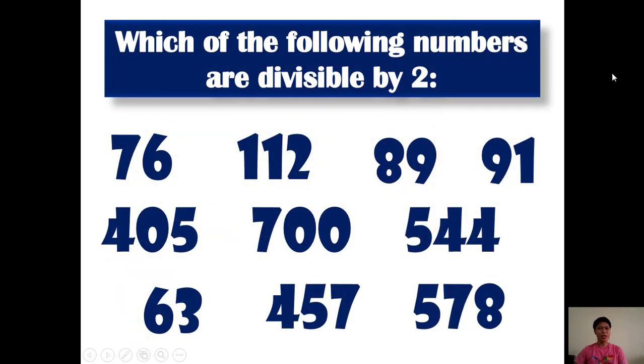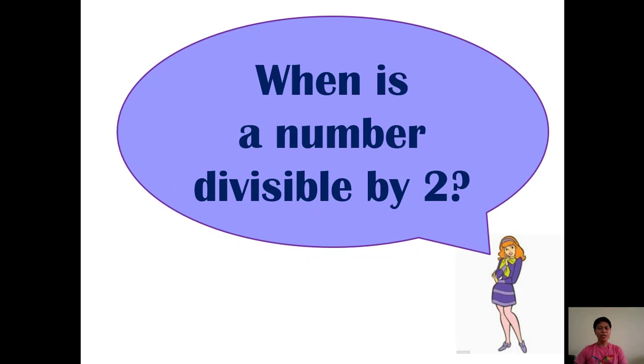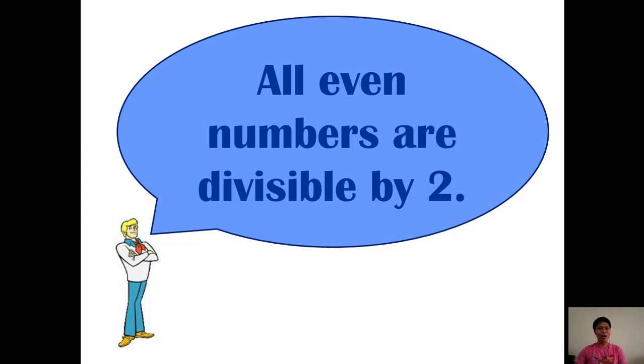Which of the following numbers are divisible by 2? Are you ready to reveal the answers? Okay. These are 76, 112, 700, 544, and 578. How did you do it? Why can you say that a number is divisible by 2? All even numbers are divisible by 2.